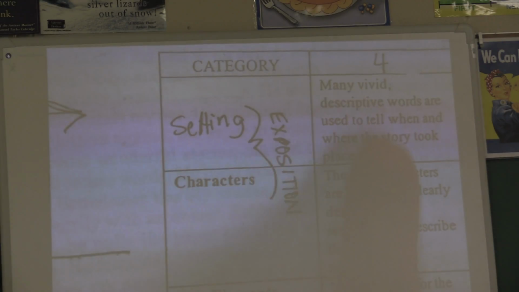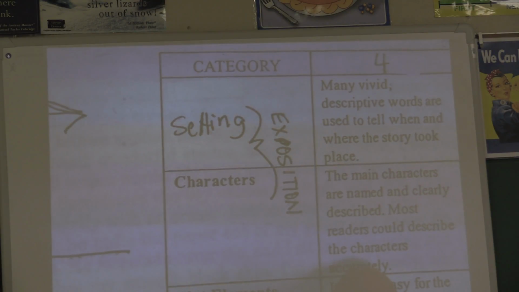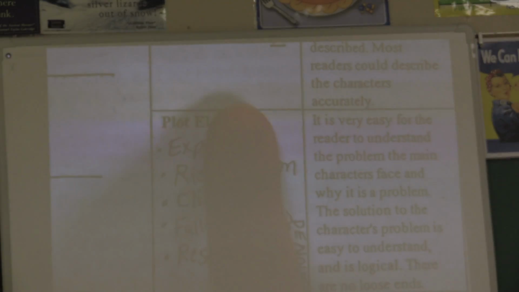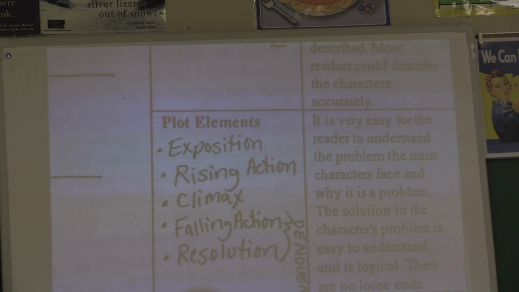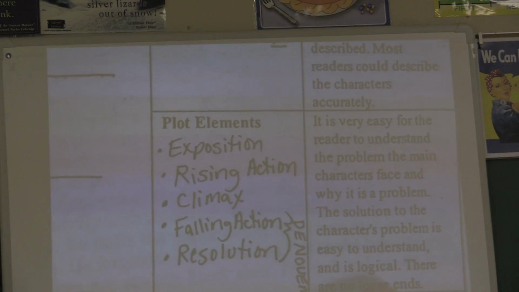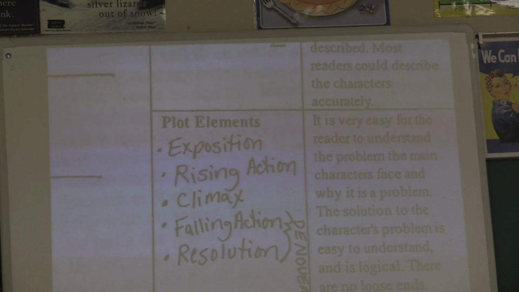The setting. Many vivid descriptive words used to tell when and where the story took place. The characters, the main characters named and clearly described. Most readers could describe the characters accurately. The plot elements, which we just talked about, all of those things. Very easy for the reader to understand the problem that the main characters face and why it's a problem. The solution to the character's problem is easy to understand and is logical.